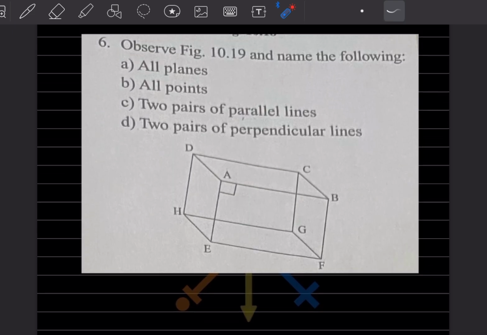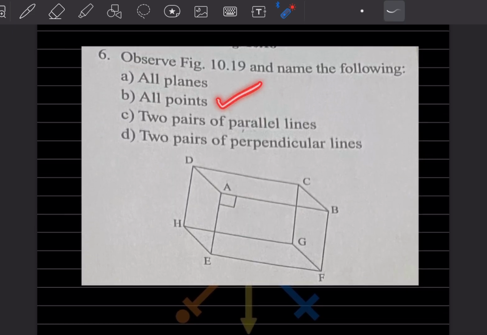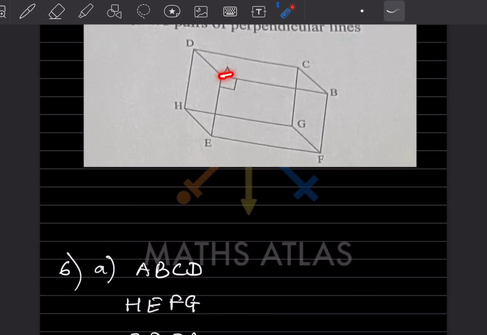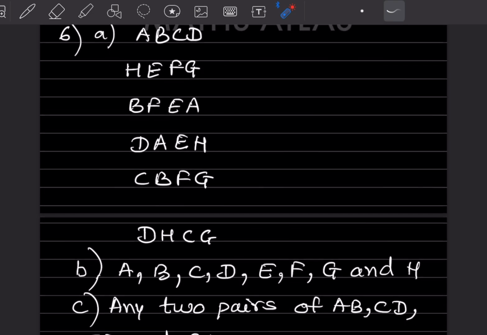So the next one, all points. All points means these are going to be the points. So we can see here A, B, C, D, E, F, G, and H. So these are the points.